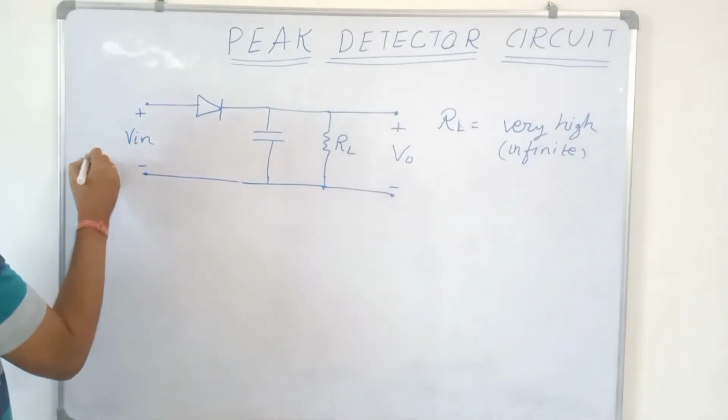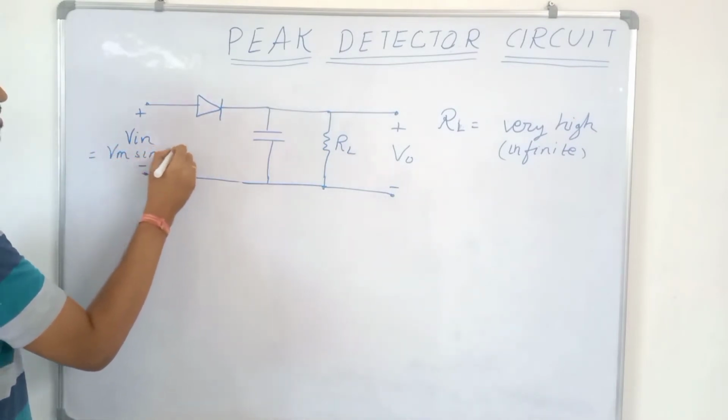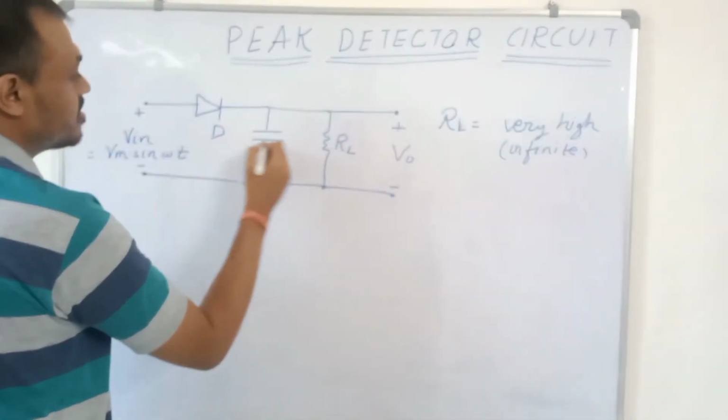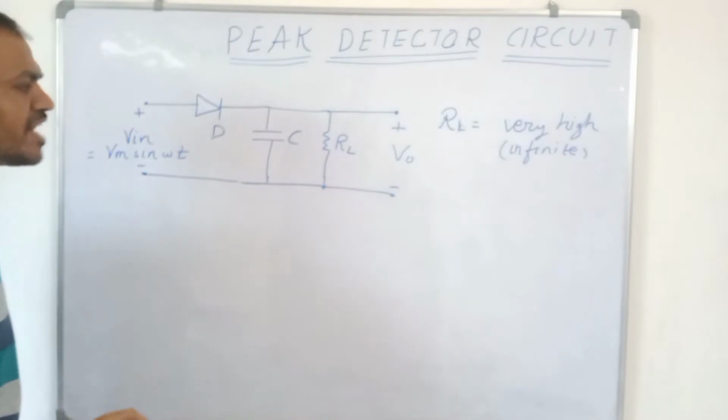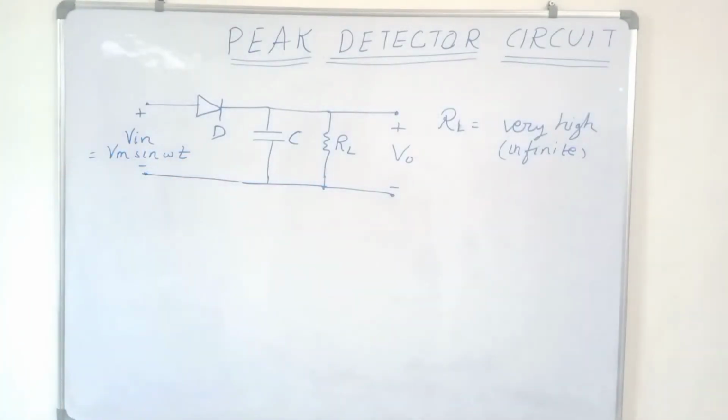So we can write the input as Vm sin(omega t), where Vm is the maximum value of this input voltage. This is the diode and this is a capacitor. We assume that the diode is ideal and the capacitor is initially uncharged.